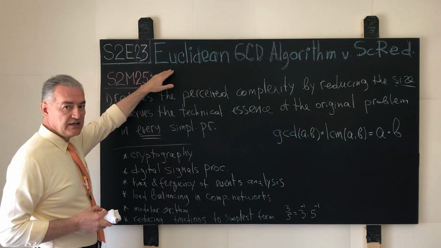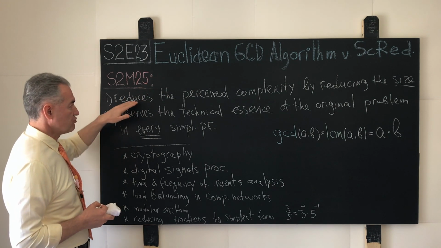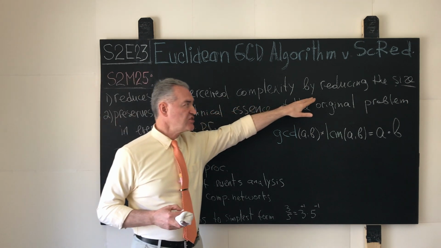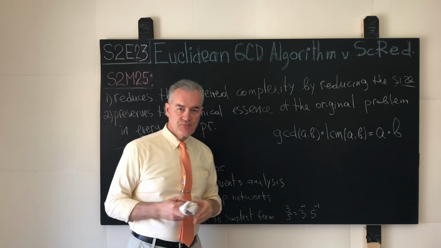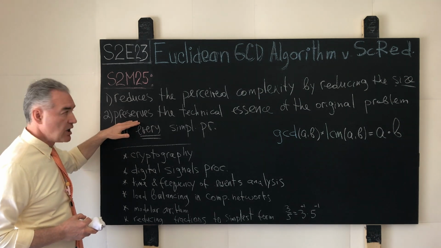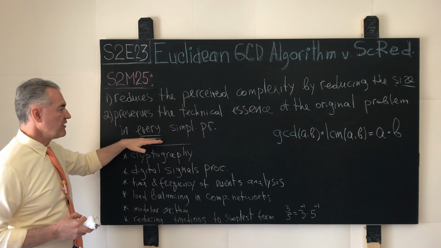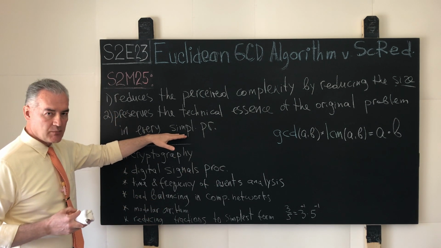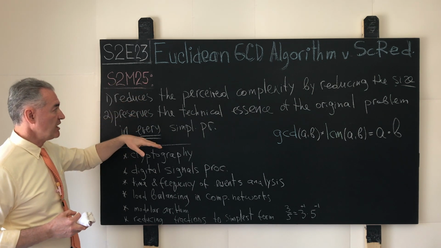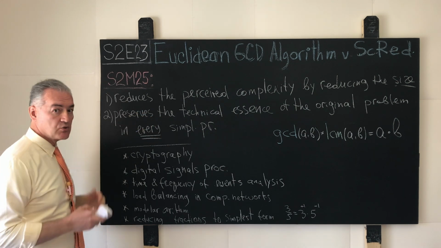So at each and every iterative step, the Euclidean greatest common divisor algorithm reduces the perceived complexity of the problem at hand by genuinely reducing the size of that problem, and while doing so, that algorithm also preserves the technical essence of the original problem in every simplified problem. And when we say that the Euclidean GCD algorithm preserves the technical essence of the original problem in every simplified problem, what does it mean?